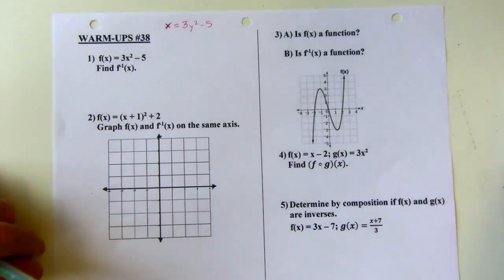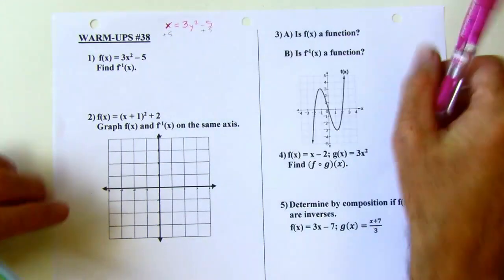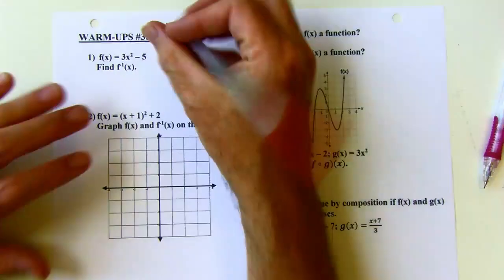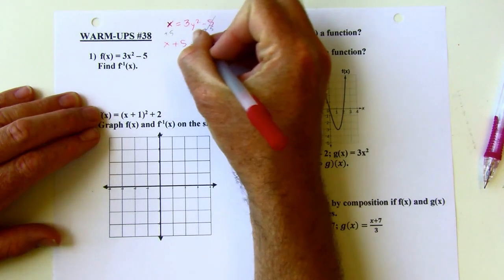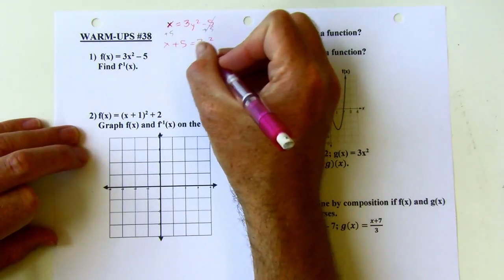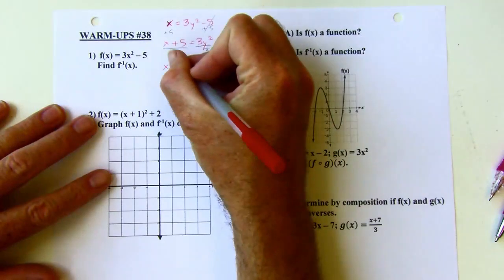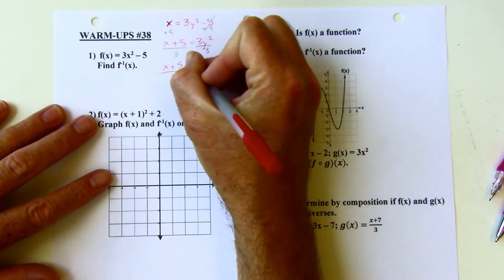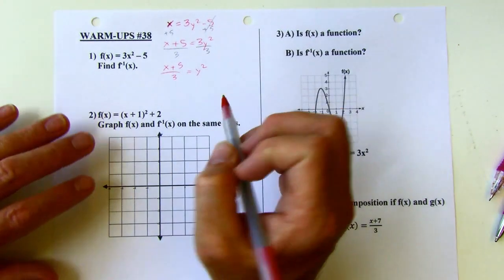So I'll start by adding 5 to both sides. So then x plus 5 equals 3y squared. Okay? And next I'll divide the whole equation by 3. So x plus 5 all over 3 equals y squared, or you could split that into x over 3 plus 5 over 3. It doesn't really matter.